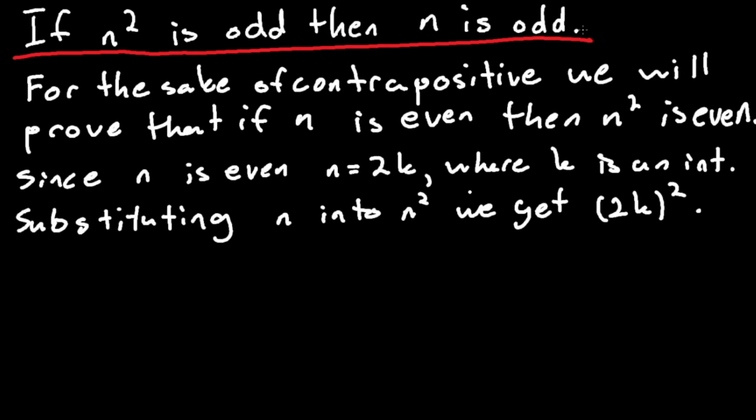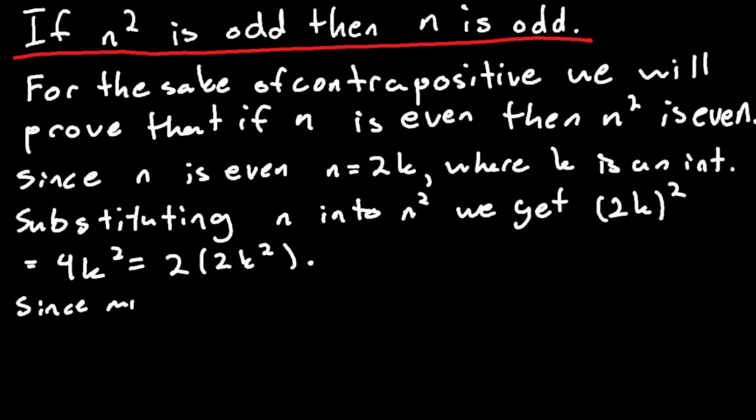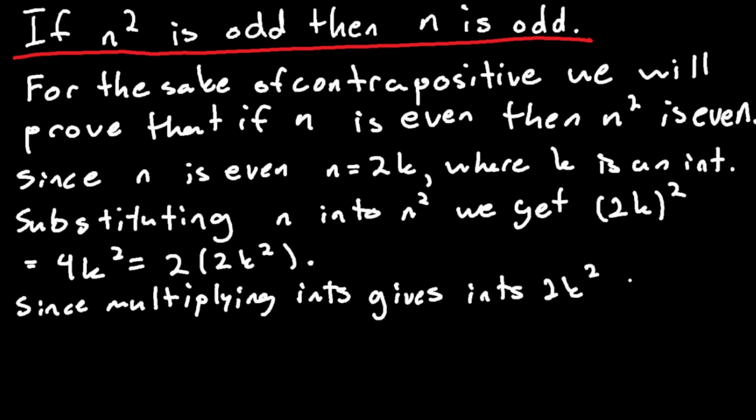Once we have this, we can remove this period and put an equal sign, which is equal to 4k squared, which is also equal to 2 times 2k squared. And you'll see why I do this later. Since multiplying ints gives int, 2k squared is an int. So 2k squared is an integer.